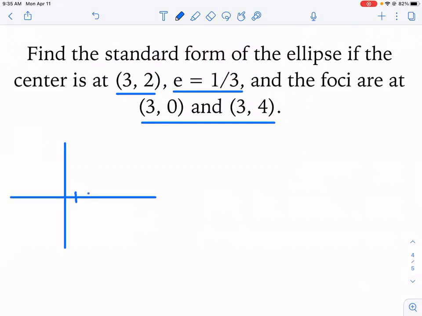So our center is (3, 2). (3, 0) and (3, 4) are our foci. Kristen, what kind of ellipse do we have? Vertical or horizontal? We have a vertical ellipse because our foci are vertical from each other.